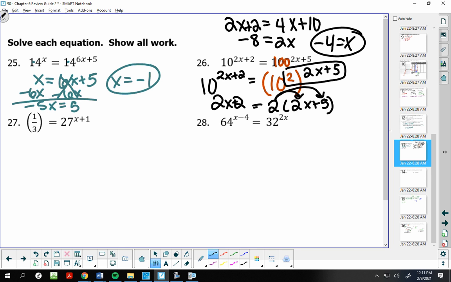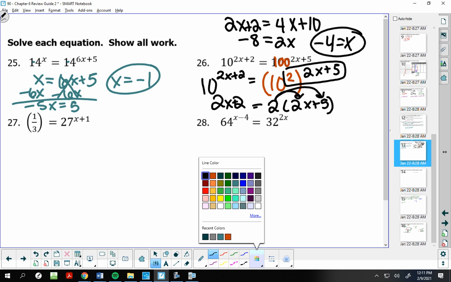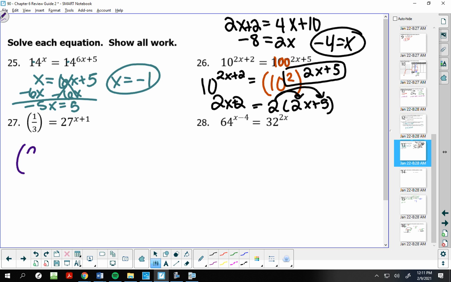All right, we do not want fractions. So how do I make this so it's not a fraction? Yeah. Negative exponent. So this is 3 to the negative first power. Is that correct, what I just wrote up there? No. Why not?